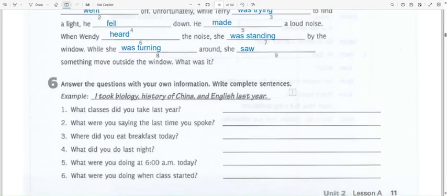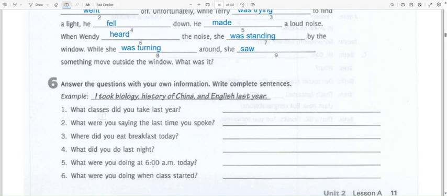Okay, let's look at the last exercise. Answer the questions with your own information. Write complete sentences. I took biology, history of China, and English last year. What classes did you take last year? What were you saying the last time you spoke? Where did you eat breakfast today? What did you do last night? What were you doing at 6 a.m. today? What were you doing when class started? So these are the questions now. If the question is in simple past tense, then the answer should also be in the simple past tense. If the question is in past continuous tense, then the answer should also be in past continuous tense.